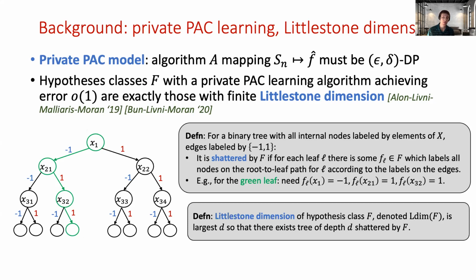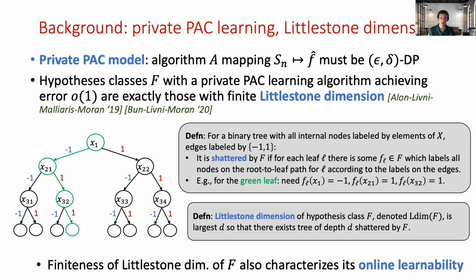And now the Littlestone dimension of a hypothesis class, denoted by LDIM of F, is simply the largest positive integer D so that there exists a tree of depth D which is shattered by F. So for instance, this tree here has depth 3. And it turns out that the Littlestone dimension of a hypothesis class F characterizes its online learnability. And that's why these results shown here show that private PAC learning is equivalent to online learnability. Basically, the equivalence is through the Littlestone dimension.